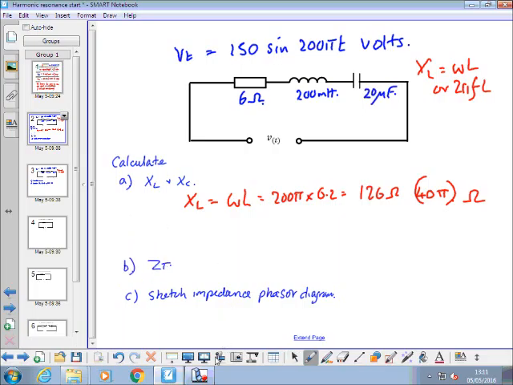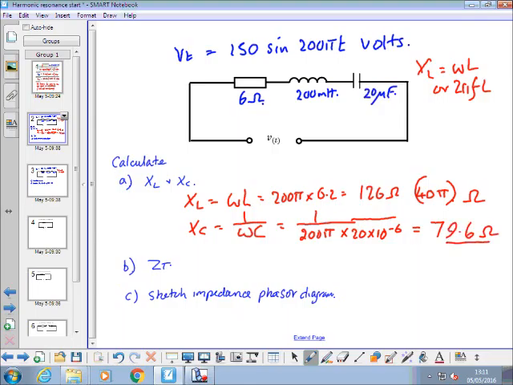And XC, 1 over omega C, 1 over 200 pi times 20 times 10 to the minus 6. What did that come out as? 79 point what, Kyla? So 79.6 then, yeah? For 3 significant figures. So there are 2 values for XL and XC.